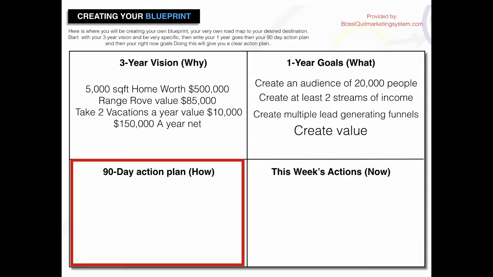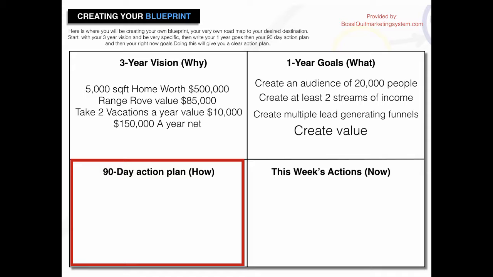Okay. So now we're talking about our 90-day action plan. How are we going to do this? How are we going to create an audience of 20,000 people? How are we going to create at least two streams of income? How to create multiple lead generating formulas and create the value. So the 90-day action plan is the how.